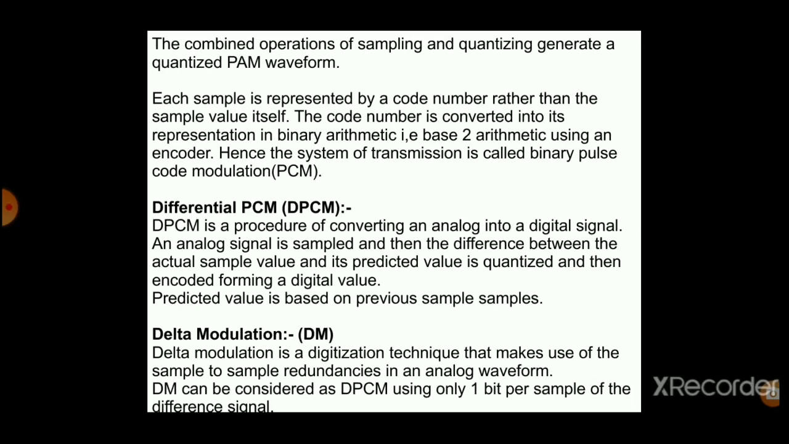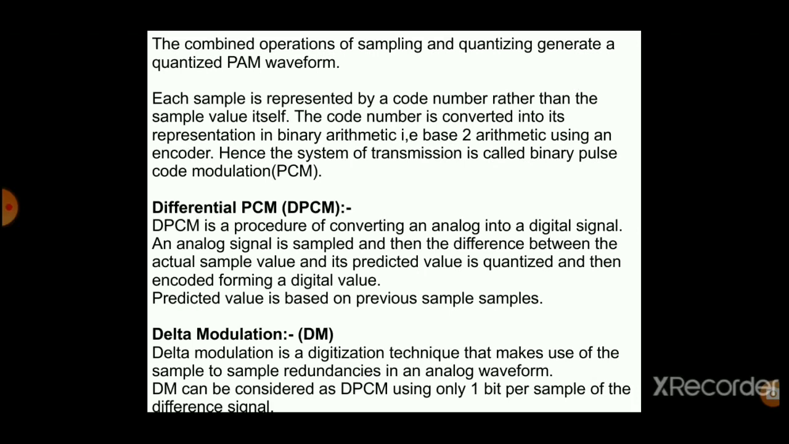Each sample is represented by a code number rather than the sample value itself. The code number is converted into its representation in binary arithmetic, that is base 2 arithmetic, using an encoder. Hence, the system of transmission is called binary pulse code modulation.